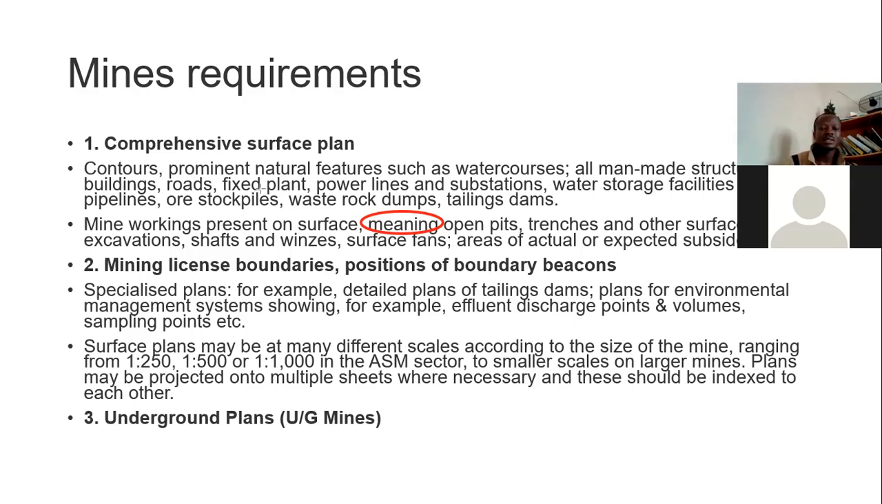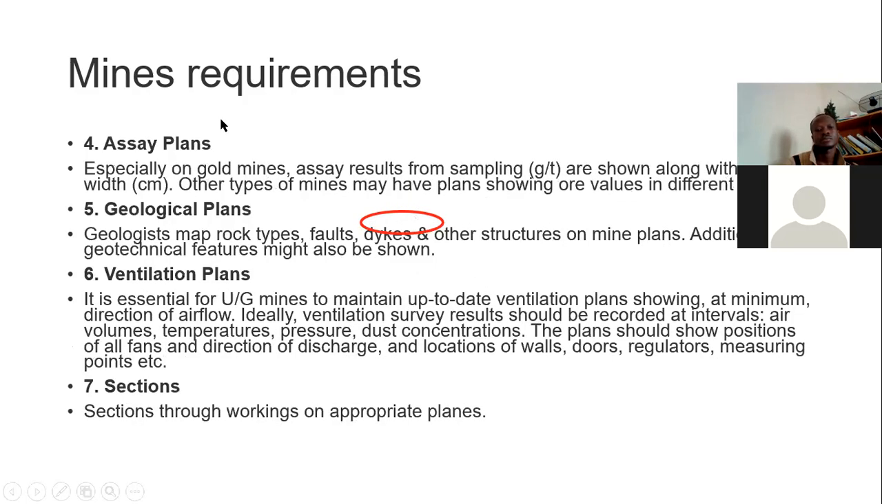Basically we need to look at underground plans, UG mines. In fact, UG means underground. Then assay plans. So we have the surface plan, we have the underground plan. Are you with me? Then we have the assay. What did I say the assay was? So the assay will show you what?